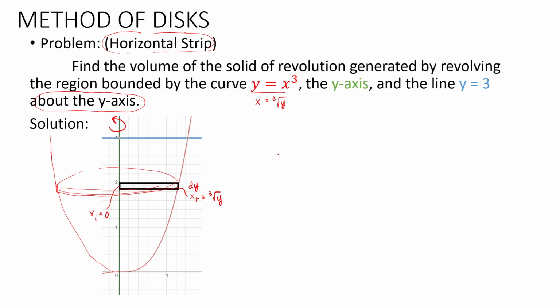Alright, since I have provided you with a graph, what you need to do on your own later is provide the solutions for the graph as well as the points of intersection. So this one is 0 and 3, ang ato ang limits. Again, by formula, using the formula for horizontal disk, this will be x right squared dy from y1 to y2.